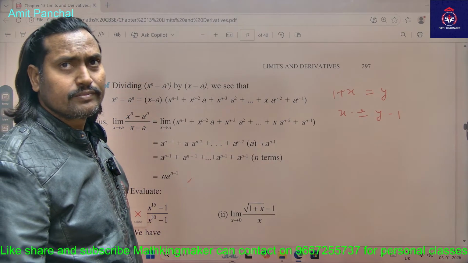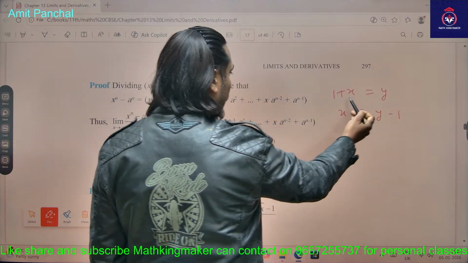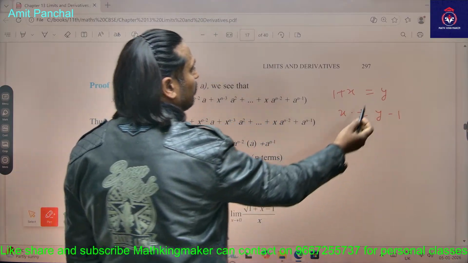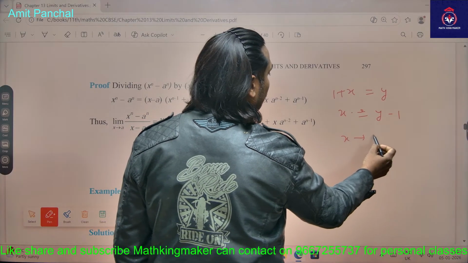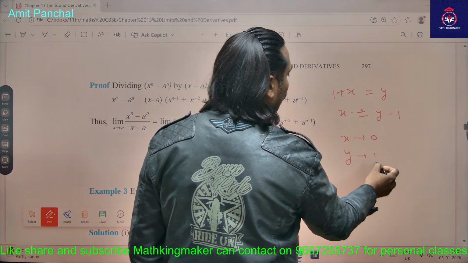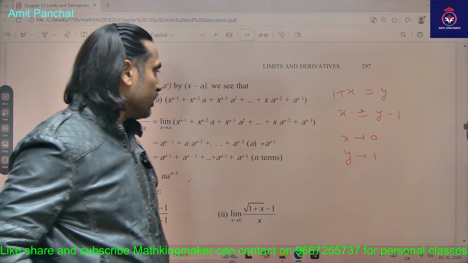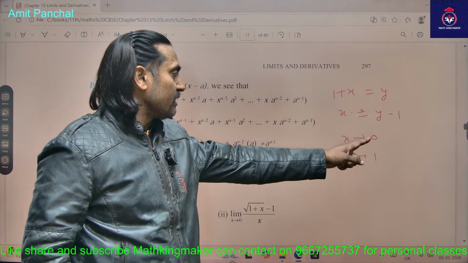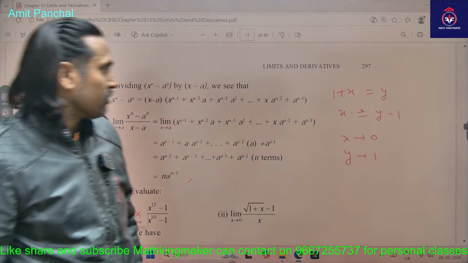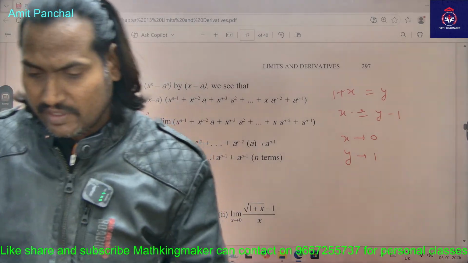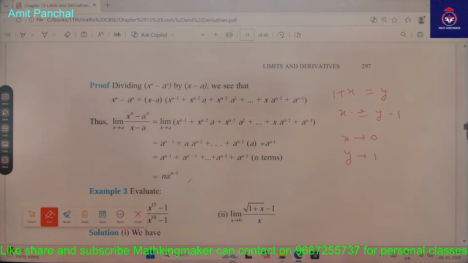And what will your limit be? In case of x it was 0, but in case of y, when x tends to 0, y will tend to 1. If you put x as 0, you will get y as 1. So that means your limit changes from x tending to 0 to y tending to 1, and 1 plus x is changing to y, or x is changing to y minus 1.